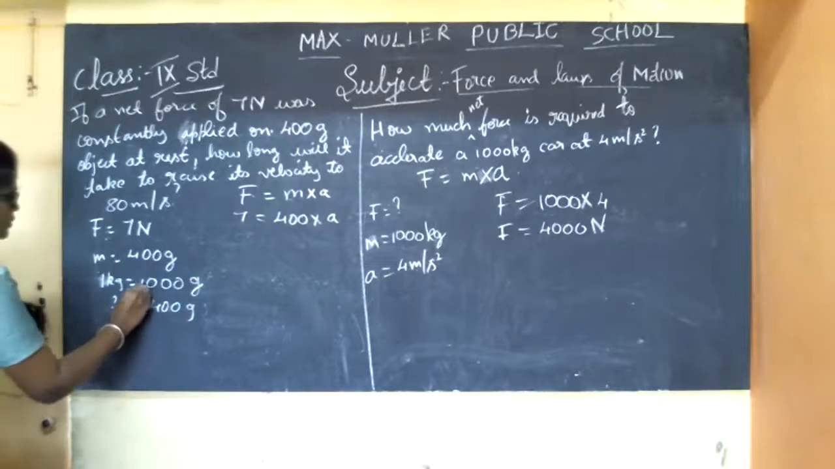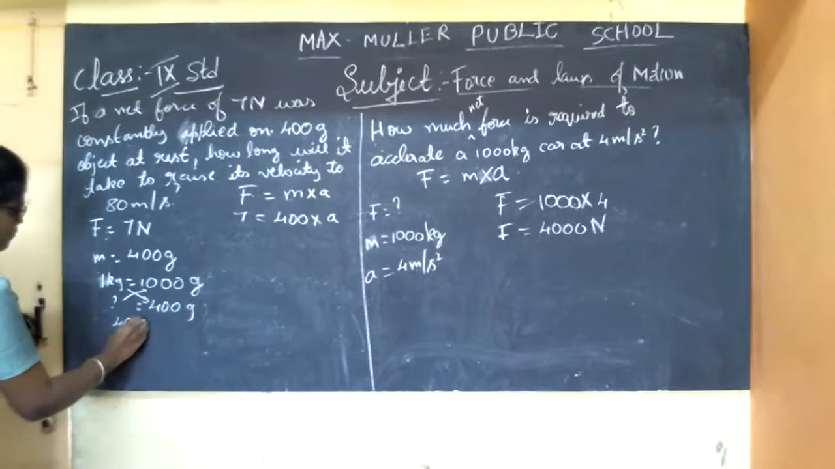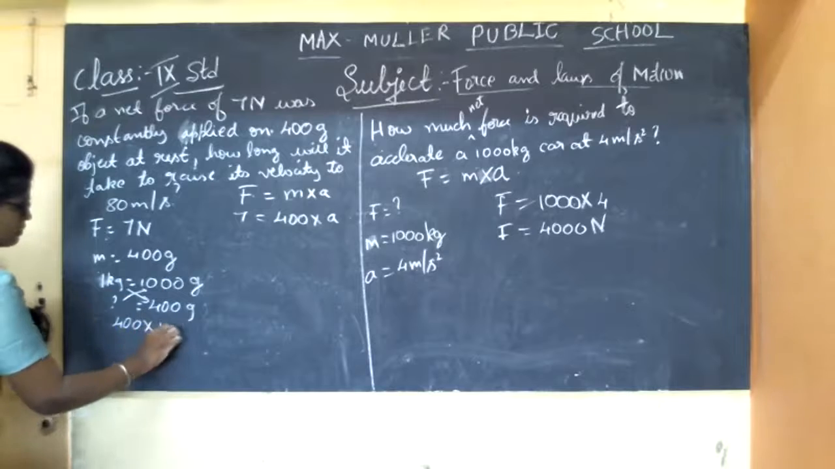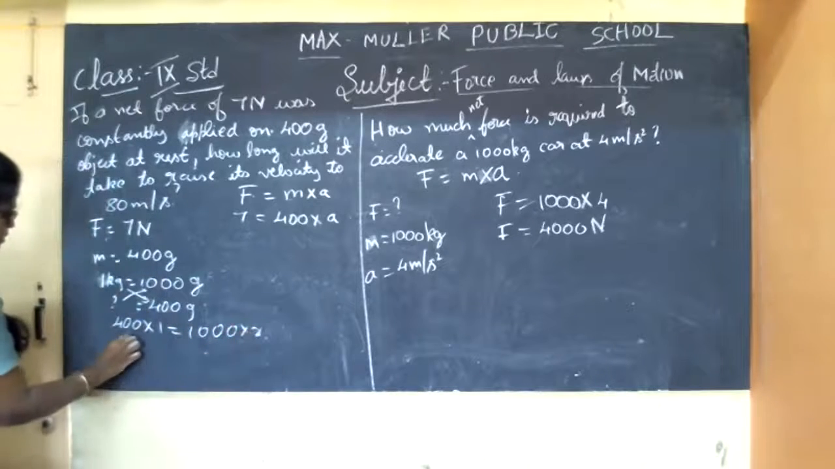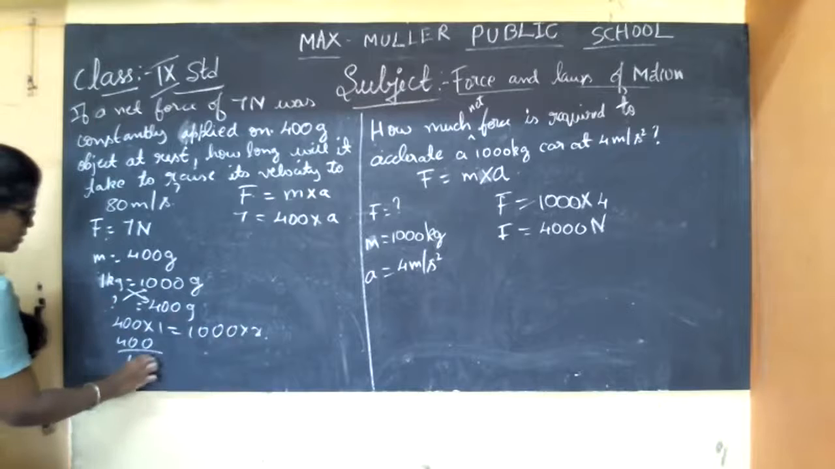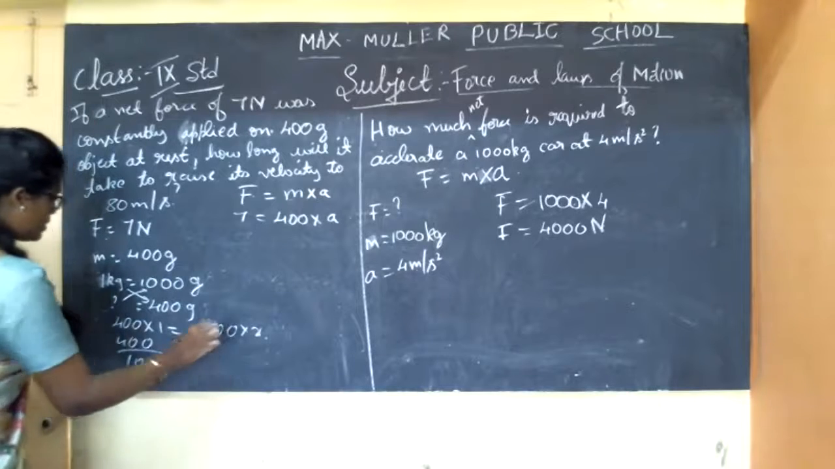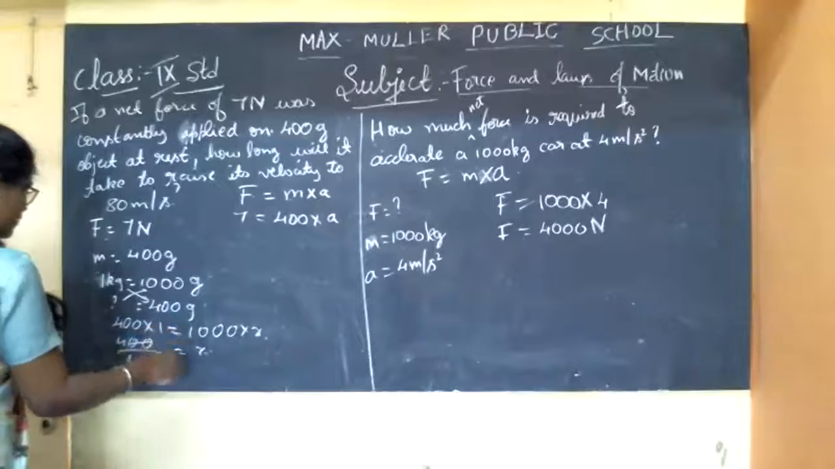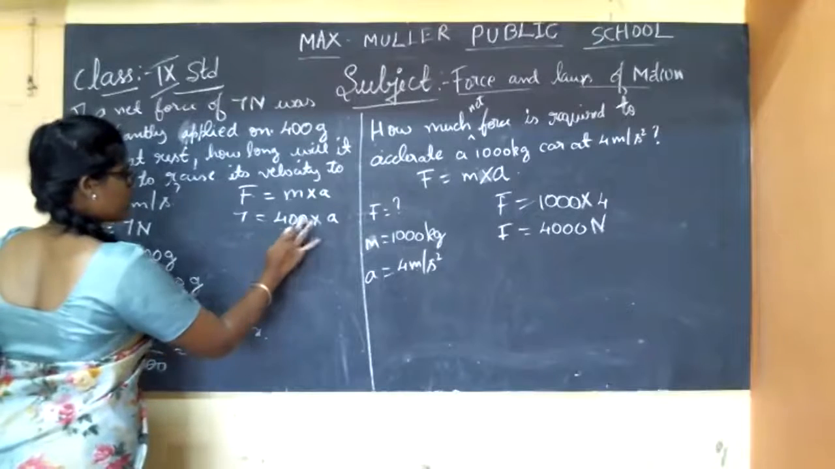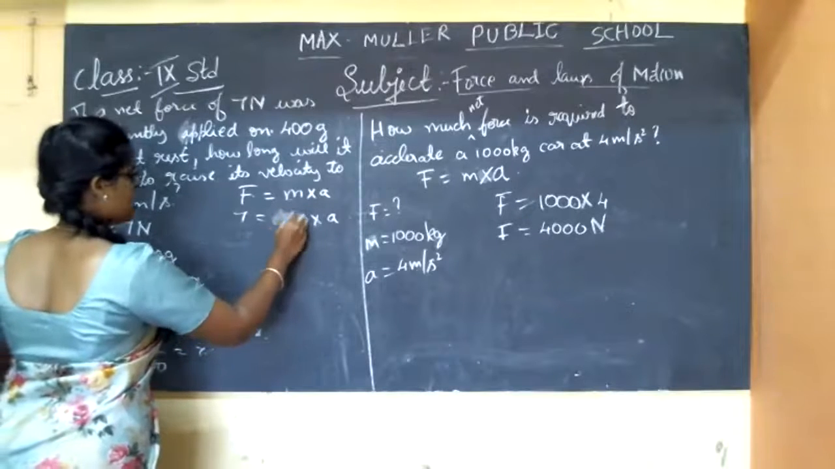What are you going to do? You are going to cross multiply. 400 into 1 will be 1000 into x. So you will be having 400 divided by 1000 is equal to x, which is 4 by 10. So let me take it as 4 by 10 itself.